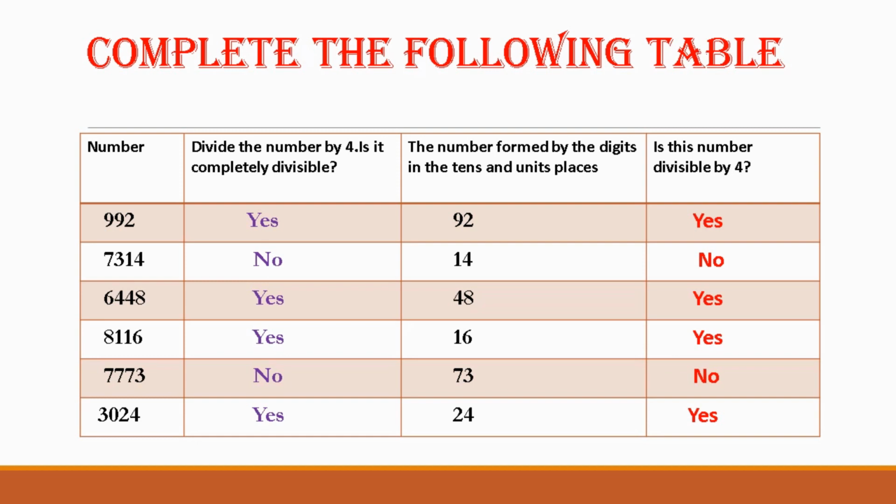Third number 6448. It's completely divisible by 4. When you take the last two digits, it is 48. This is also divisible by 4. Therefore 6448 is divisible by number 4. Then next 8116. It's also completely divisible by 4. When you take the last two digits, which is 16, which is also completely divisible by 4, and therefore 8116 is divisible by 4. Similar way you have to solve the remaining sums.